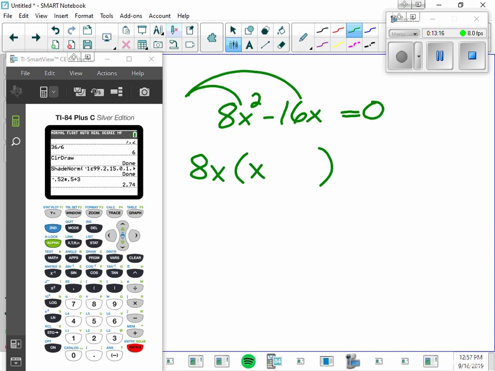X minus 2. No, the x came out. I took out the 8 and the x. So now I can write equals 0 on both of these. Well, 8 times what equals 0? 0. So the first one is 0. And then the other one we add 2. And I get 2. Okay?